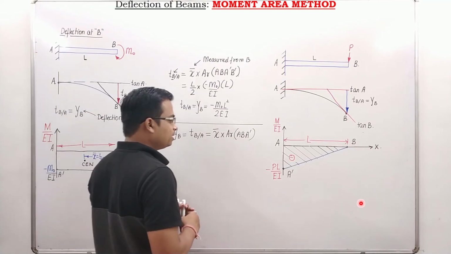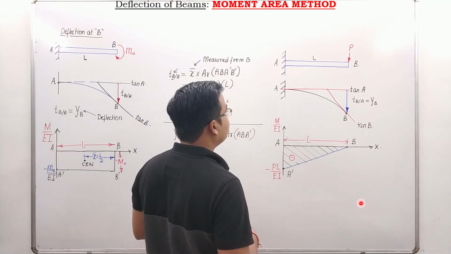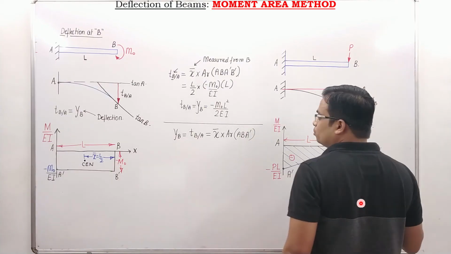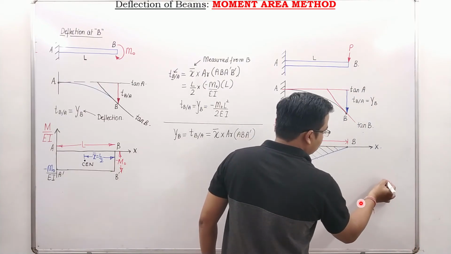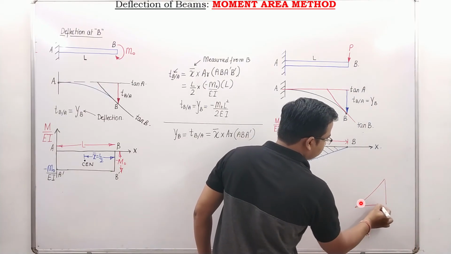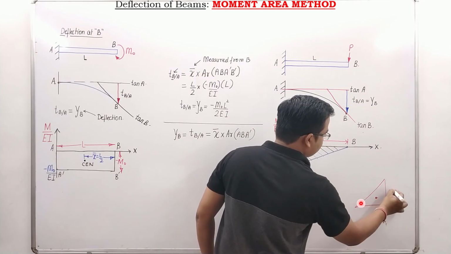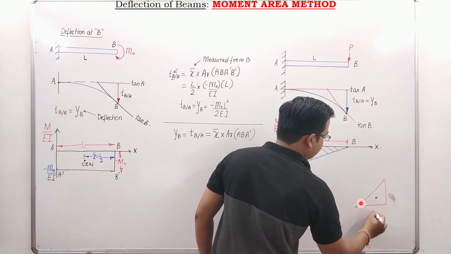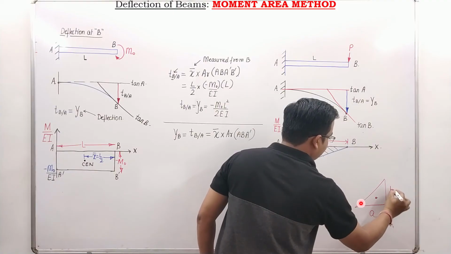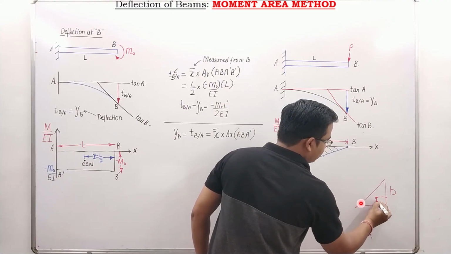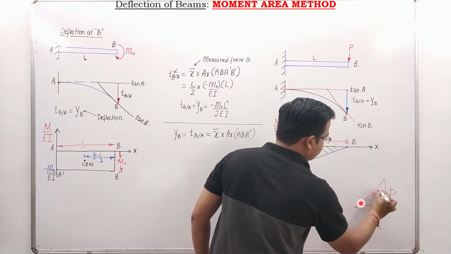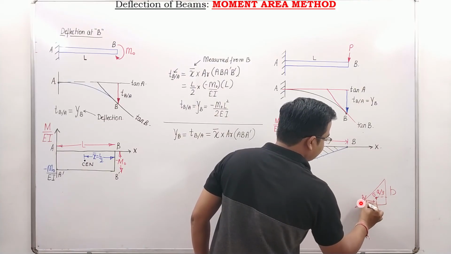And as far as this X bar is concerned, guys, remember, for a triangle, I don't know whether you know this or not. If this is A and this is B, then this is the centroid G. This is going to be A by 3, and this is going to be B by 3. That means from the right angle, it is A by 3 and B by 3.